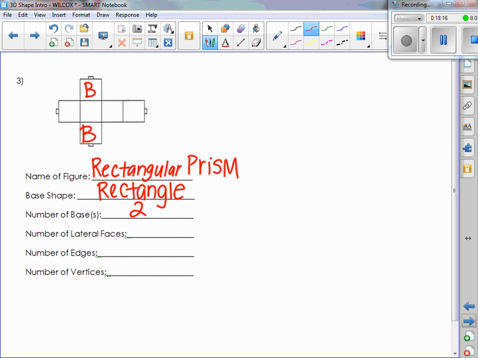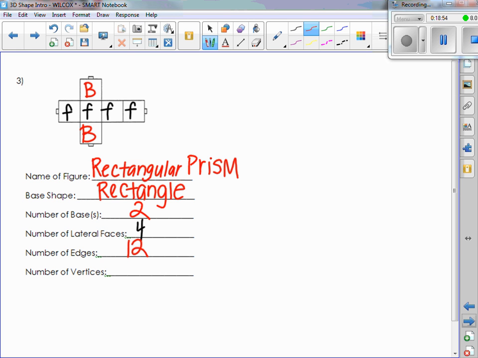Number of bases, 2. Again, every prism has 2 bases. Number of lateral faces, face, face, face, face. So I have 4 lateral faces. Number of edges. Think about your actual prism. If I fold this up, make it an actual 3D prism, I can pick up and touch all of its pieces. How many edges would this have? 4 up top around my top rectangle, 4 on bottom around my bottom rectangle, and then my 4 edges coming up to make the height of the prism, making there a total of 12 edges.